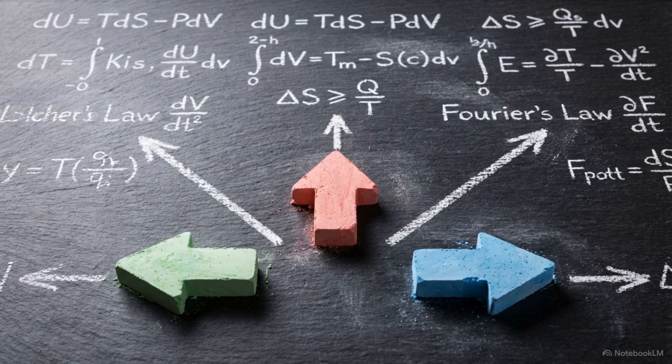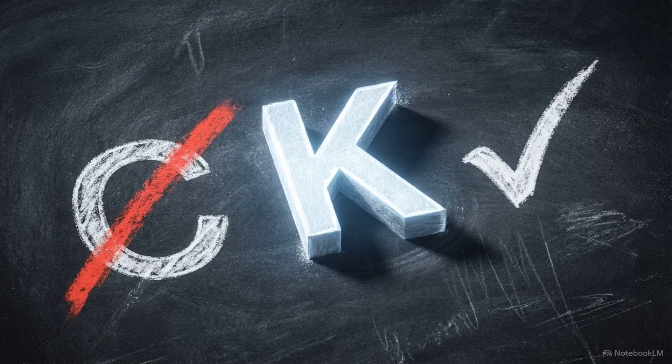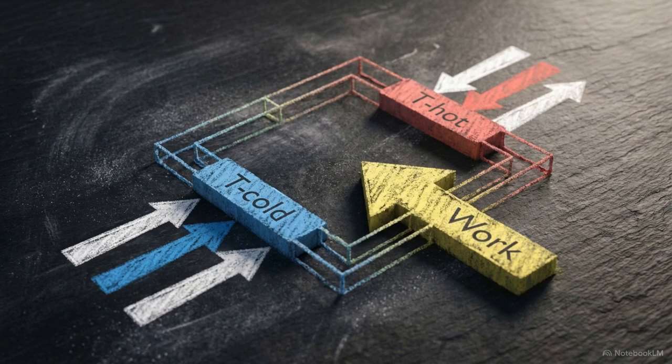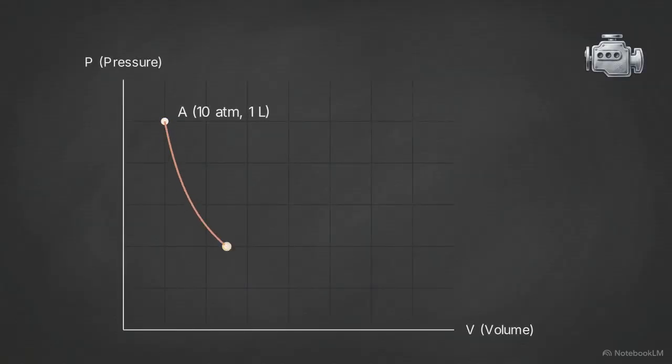Moving to Chapter 2, there is one mandatory rule. Convert every temperature to absolute Kelvin before starting your calculations. With your temperatures in Kelvin, problem 2.2 is a direct application of the Carnot efficiency formula, 1 minus T cold over T hot. For problem 2.13, you run that same relationship in reverse to calculate the work required for an ideal refrigerator. Problem 2.6 maps a multi-step cycle through 4 distinct states.